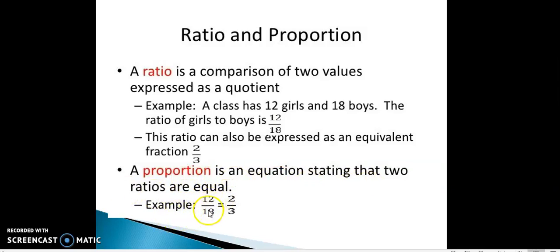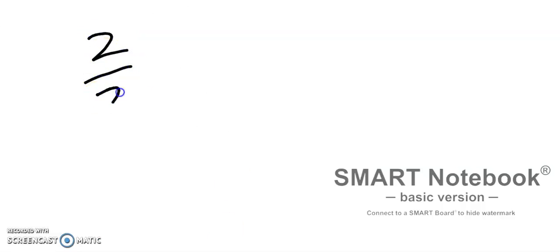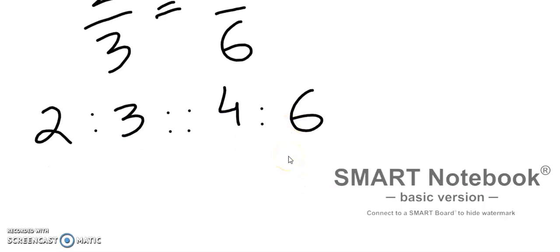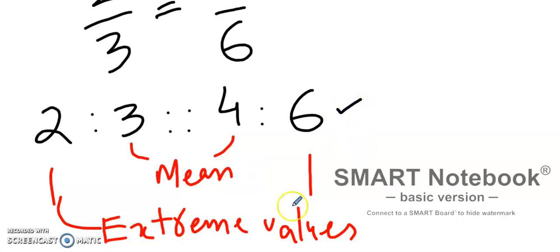For example, 12 by 18 is equal to 2 by 3, and it is also represented, for example, as 2 by 3 is equal to 4 by 6, or I can also write this as 2 ratio 3 proportion 4 ratio 6, in which 2 and 6 are your extreme values, and 3 and 4 are your mean values. So this is known as proportion.